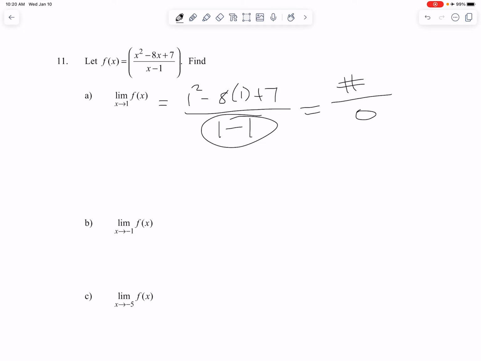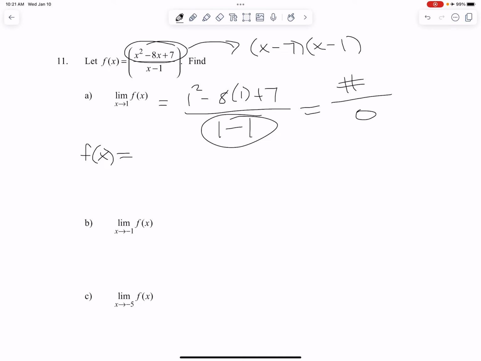So why don't we try simplifying our problem first to see if we can kind of work around this problem that's popping up. Our numerator, x squared minus 8x plus 7, is factorable. So if we factor it, we'll get 7 and 1. And we want a -8, so -7 minus 1.